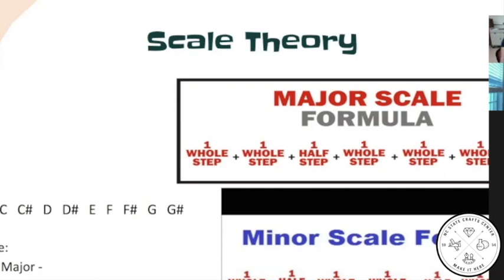If you want to remember this, just know that the relative minor from a major is always the 6th note, and the relative major from the minor is always the 3rd note, and that never changes.